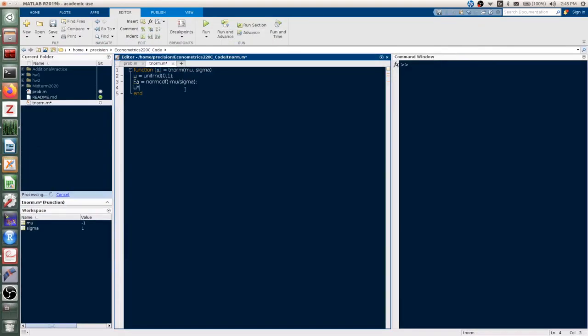So u times this, 1 minus, put this all in parens, and then take the norm inverse of that and then multiply by sigma, add mu. That's what I want x to be. Alright, let's take a look, see what happens. Alright, we get a positive number. Lots of positive numbers.